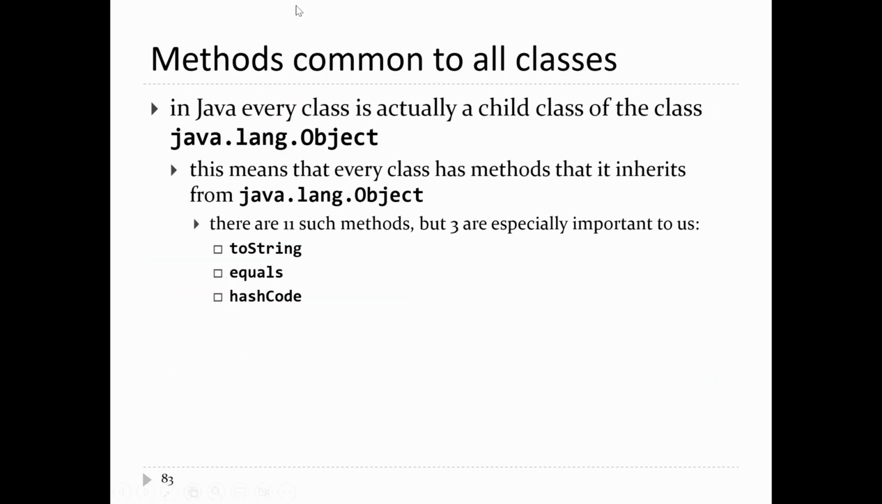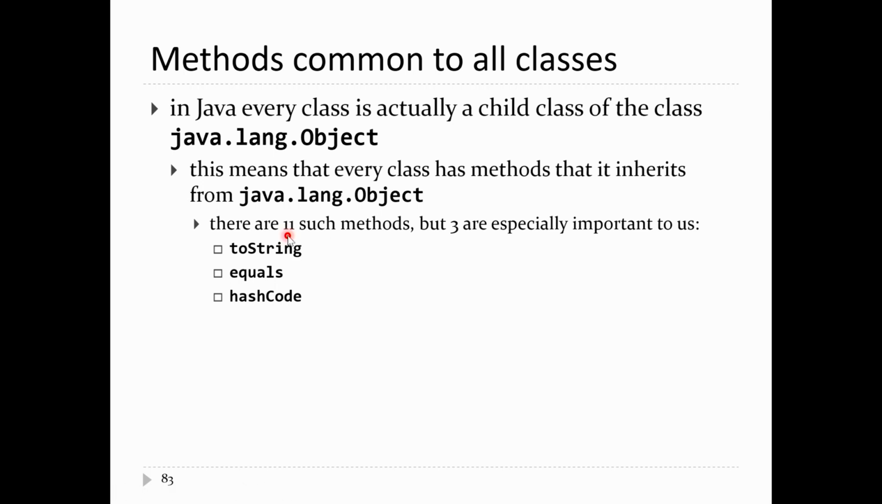Okay, so in Java there are methods that you can use for all objects. So it doesn't matter if you create the class yourself or if you're using a class from somewhere else. The way this works in Java is that every class is what's called a child class or a subclass of this thing called java.lang.Object. Now what that means is that every method that's in Object is also in every other class.